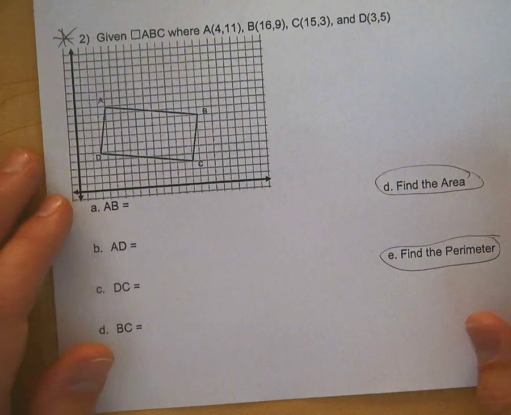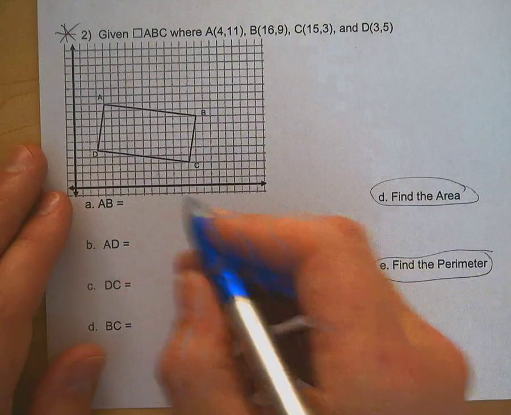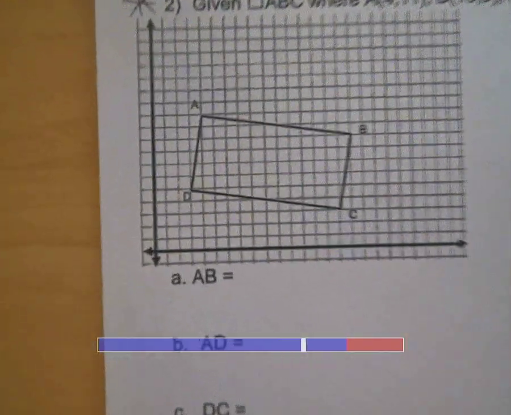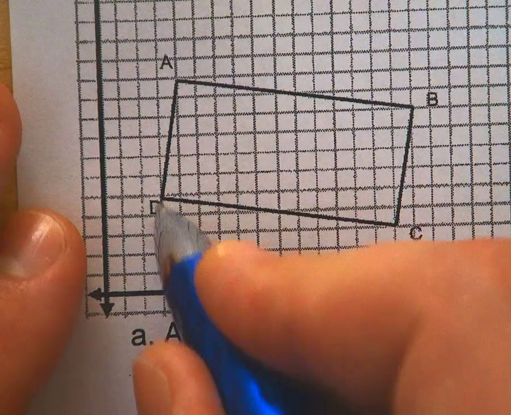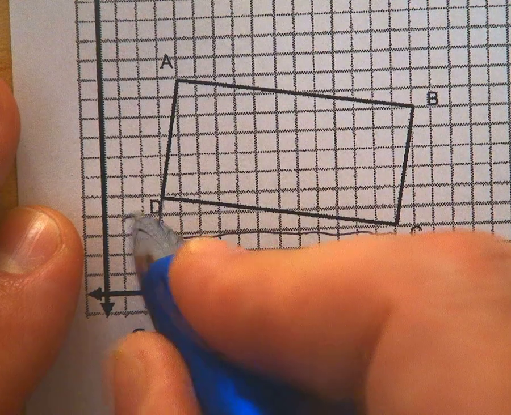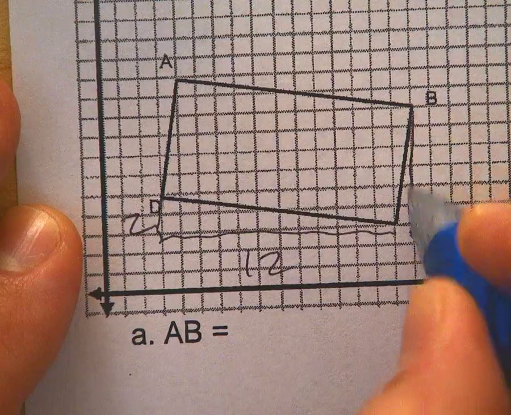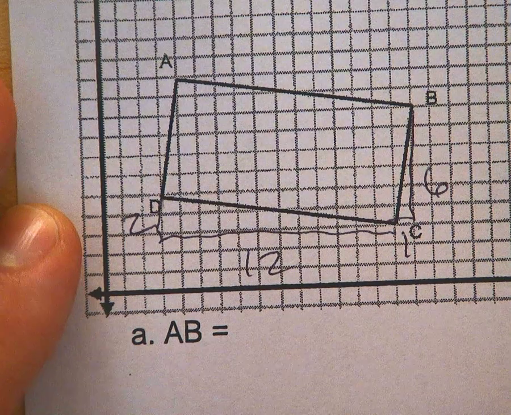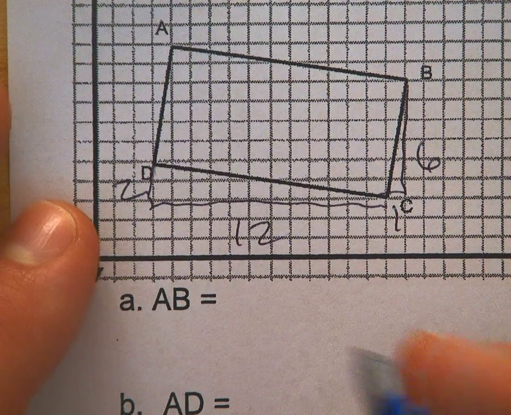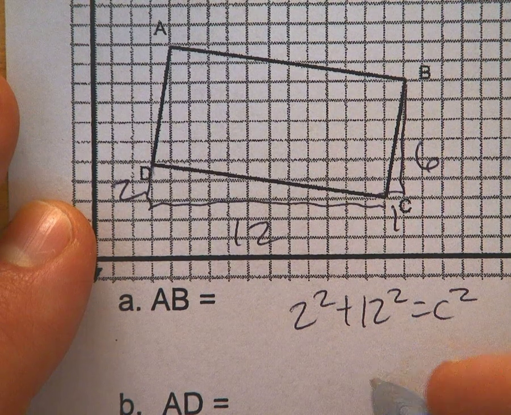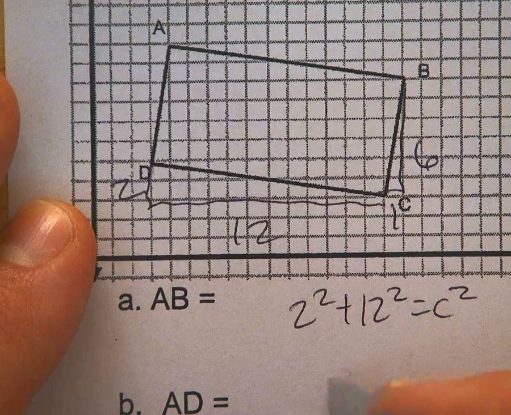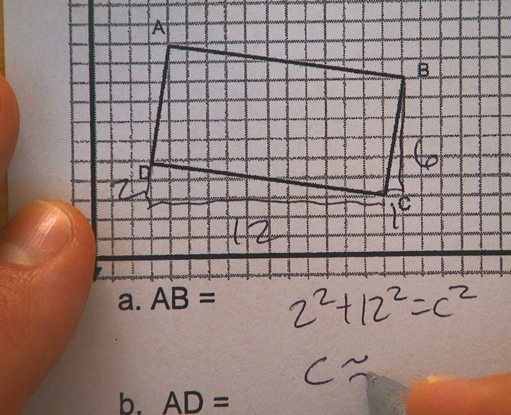rectangle right here, if I want to find the area and perimeter of the rectangle, I'll do the same type of thing. I know the opposite sides of a rectangle are congruent, so I'm going to make my right triangle. This is 2, this is 12, this is 1, and this is 6. So I do the Pythagorean theorem. 2 squared plus 12 squared equals c squared, and I end up with, skipping a couple steps, c is approximately 12.2.